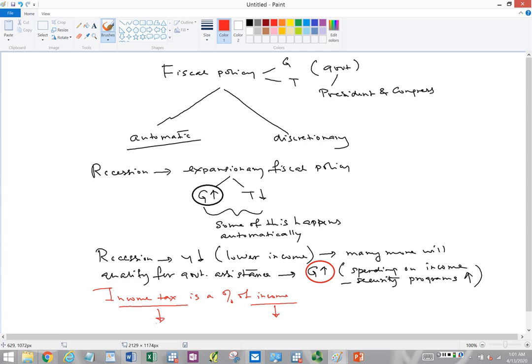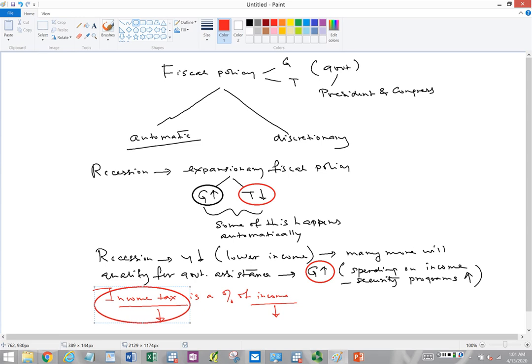Correct? Let's say that the tax was 25% of income. With income going down, the 25% of something smaller is itself smaller. You follow? So the government's tax revenues go down, right? And isn't this exactly what is called for in this instance, correct? Lower taxes, and that's exactly what's happening here. Right? So this is what's meant by automatic fiscal policy.